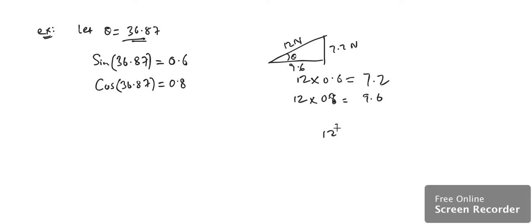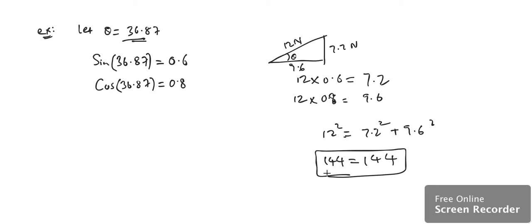So if you now consider it with Pythagoras and work it out, you're going to get exactly 144 on the equal side. So that's how it is.